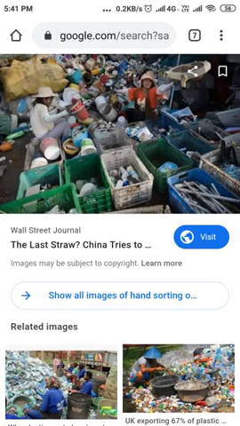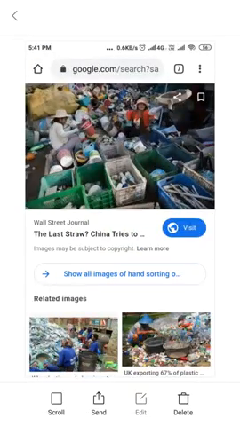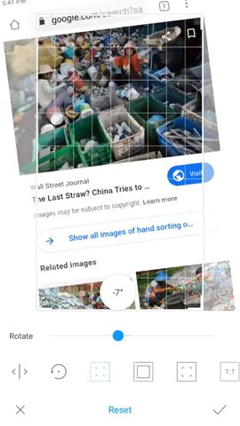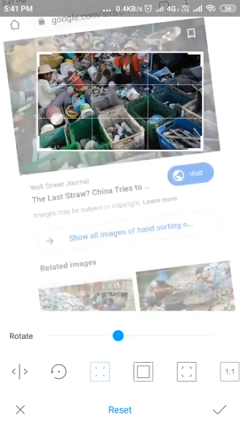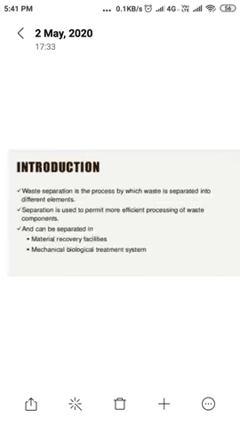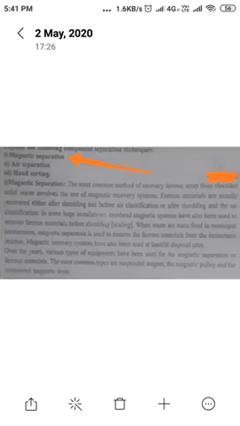Sorry, this is the shredded materials. Okay, one second. This is the shredded materials. Thus, in some of the large installations, magnetic systems have been used in the recovery of the ferrous materials before the shredding.